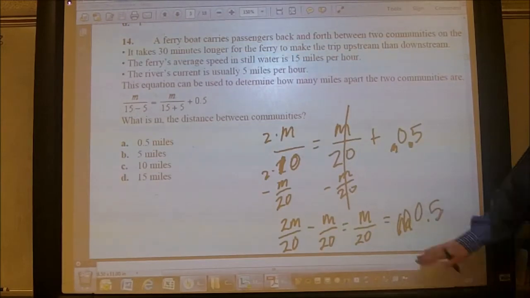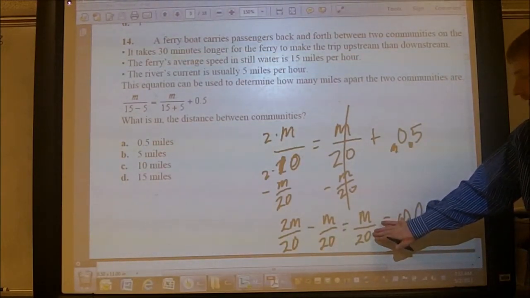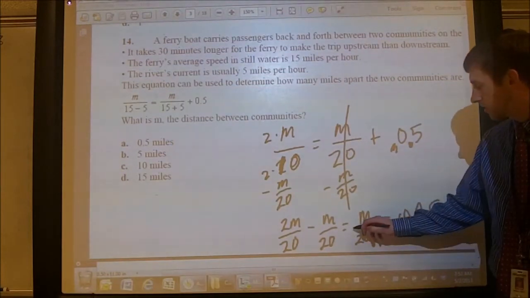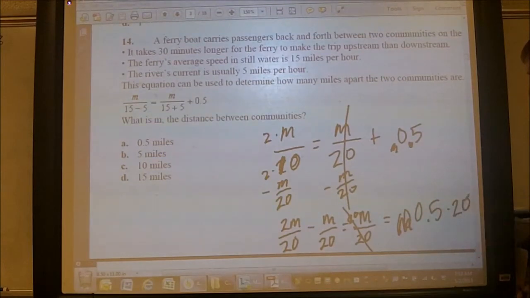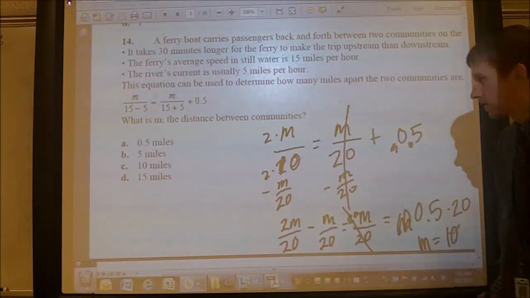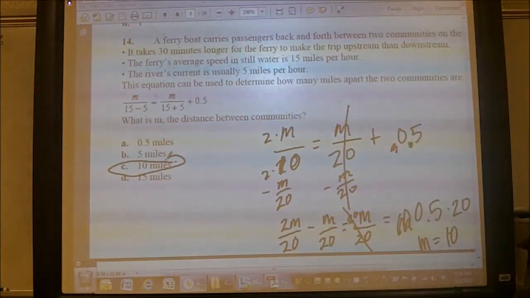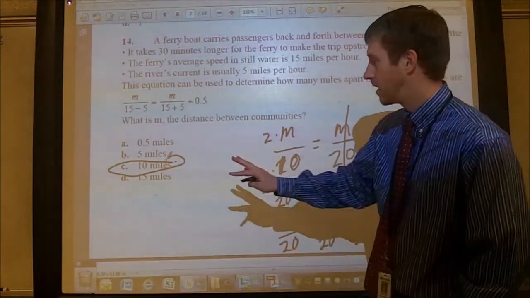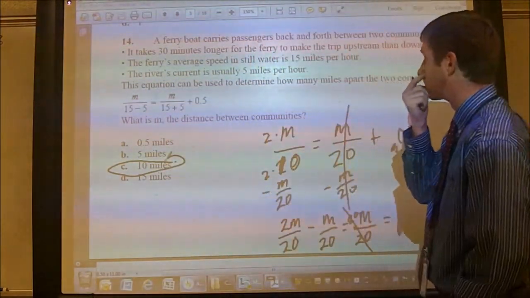All right. I want to get the M by itself, so that means I need to get rid of the divide by 20. The inverse of dividing is to multiply. So I multiply by 20 on this side, it cancels, and multiply by 20 here. So 0.5 times 20, you can grab your calculator, but 0.5 is a half. Half of 20 is 10. Do I have that as a choice? Yes. 10 miles is the distance between the communities. And again, you would have got that same answer if you had plugged 10 in for the M's, right, that's where it would have come out equal to each other.